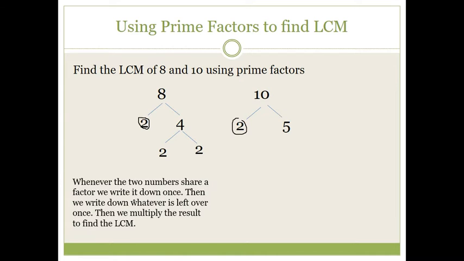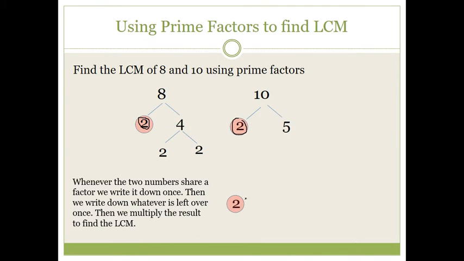So now if I was finding the greatest common factor, I would say that it was 2. You know, I'd write down the 2 once. But this is where it differs when I'm finding the least common multiple. What we do is I find the ones they have in common and I write them down once. And then we have to write down whatever is left over and we write it down once. And then we multiply all the numbers together, and that's how we get our answer.